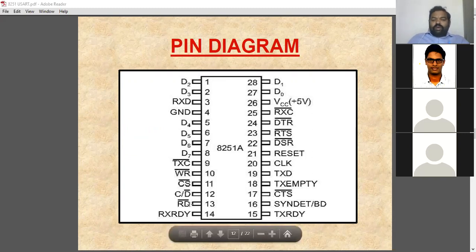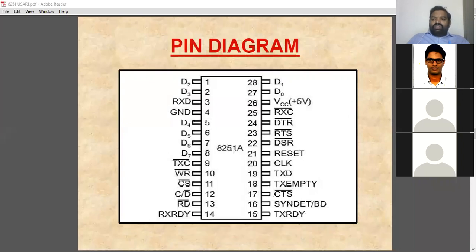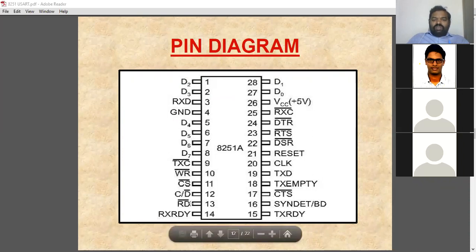Similarly, RD bar, read operation. Read operation is nothing but you can take the data from the outside, that is serial data, and receive the data, and after that you can convert the serial data into parallel form, and give it to the processor with the help of these D0 to D7. Right. So read control logic, write control logic. Anyway, you know about the read operation and write operation in 8086 also.